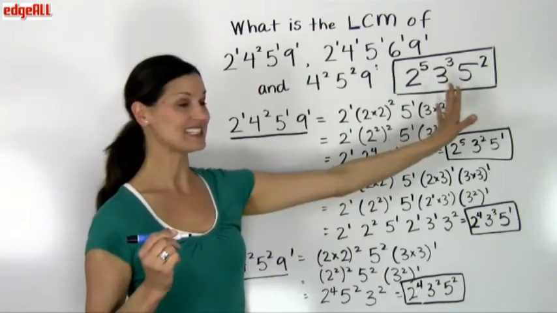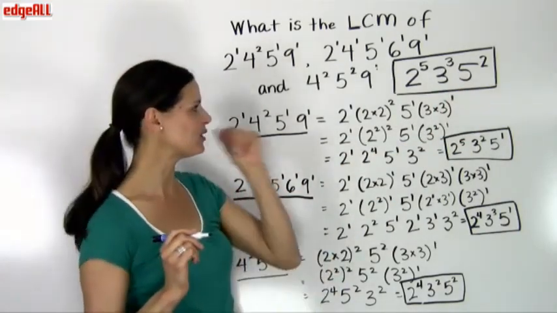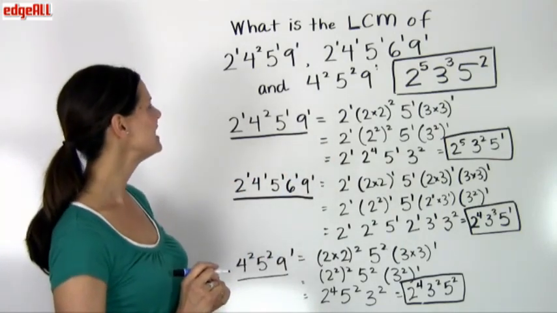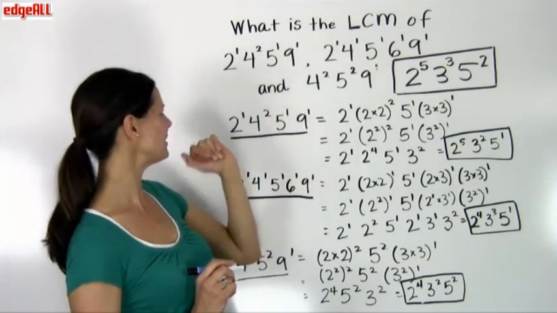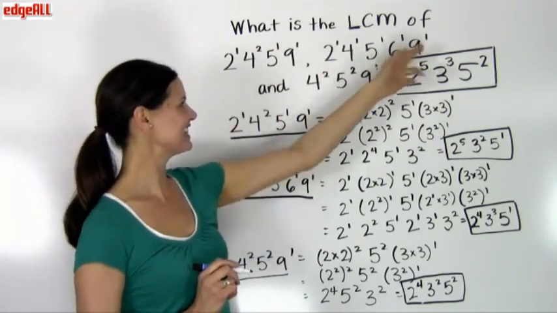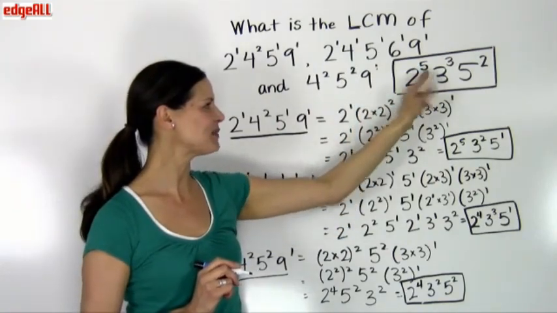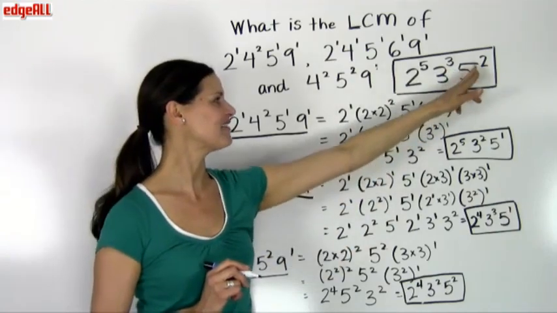And I'm simply going to leave my answer in that form of exponents. I'm not going to multiply it all out and find the great big number that it is equivalent to. But I have just found the answer to what is the least common multiple of this number and this number. The answer to that is 2 to the power 5 times 3 to the power 3 times 5 to the power 2.